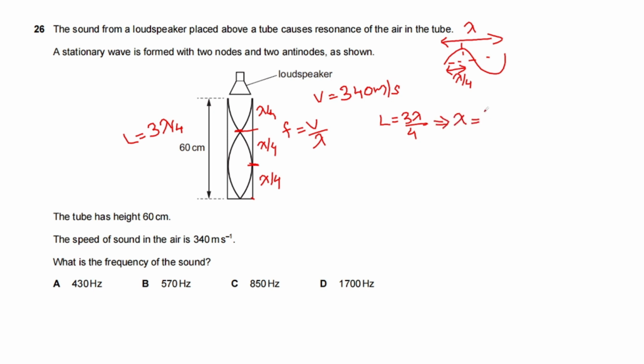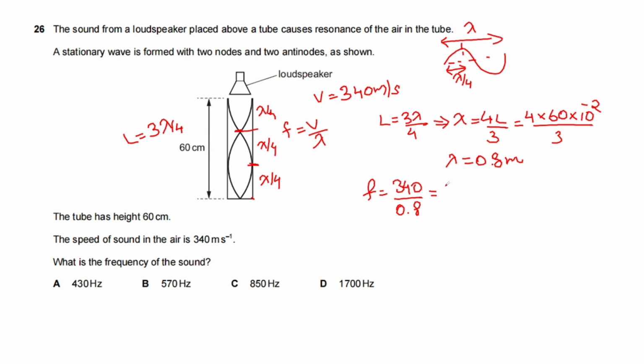So lambda would be equal to 4L divided by 3. So please substitute for L as 60 times 10 to the power minus 2. You need to convert this centimeter into meter and do the calculation. You will be getting lambda is equal to 0.8 meter. Okay, now you can substitute in the formula, like 340 divided by 0.8, which is equal to 425 hertz. Which option is close to this value? The option A. So for question number 26, option A is the answer.